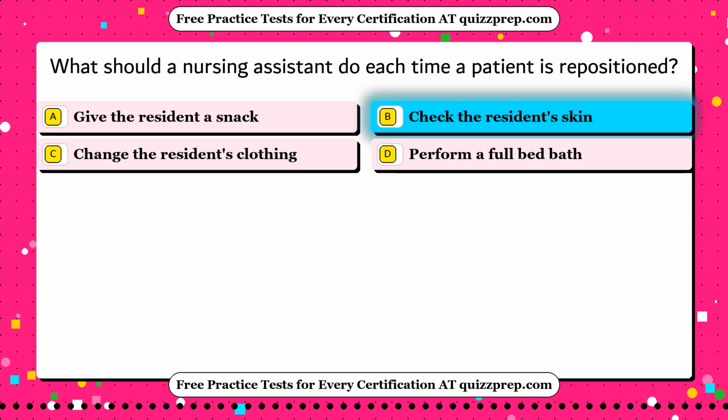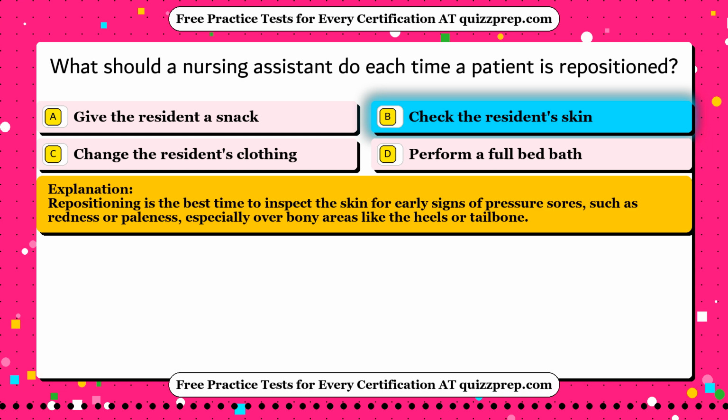The correct answer is option B. Check the resident's skin. Repositioning is the best time to inspect the skin for early signs of pressure sores, such as redness or paleness, especially over bony areas like the heels or tailbone.